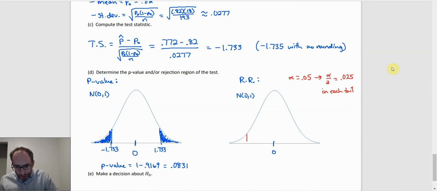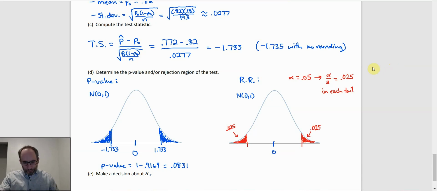So that's what I'm going to end up with. I'm going to have a left tail over here as part of the rejection region, and this is going to have 0.025 in it. And then I'm going to have a right tail over here that also has 0.025 in it. And then we just need the cutoff.